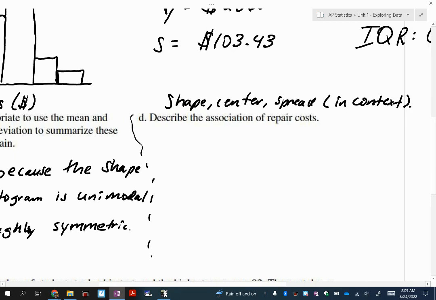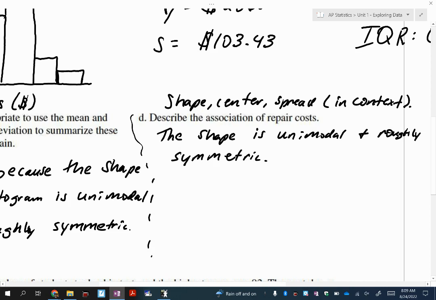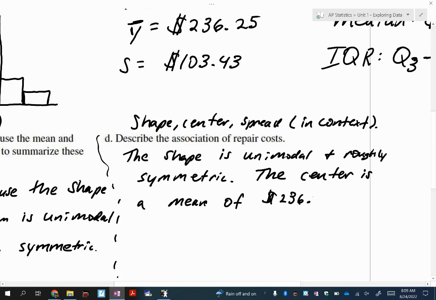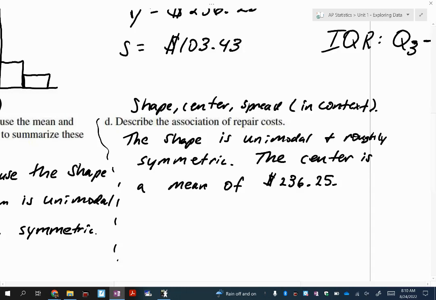Okay, so, all right, I'm going to say the shape is unimodal and roughly symmetric. Again, you could disagree and write what you think. All right, because I'm using unimodal and roughly symmetric, I'm going to say that the center is a mean of $236.25. All right, so again, if you're saying it's not unimodal and roughly symmetric, if you said maybe bimodal with potential skewness, then I should be seeing the median there for the center.